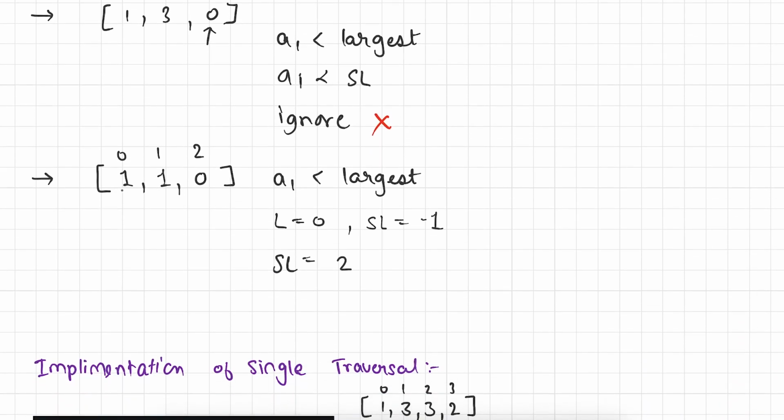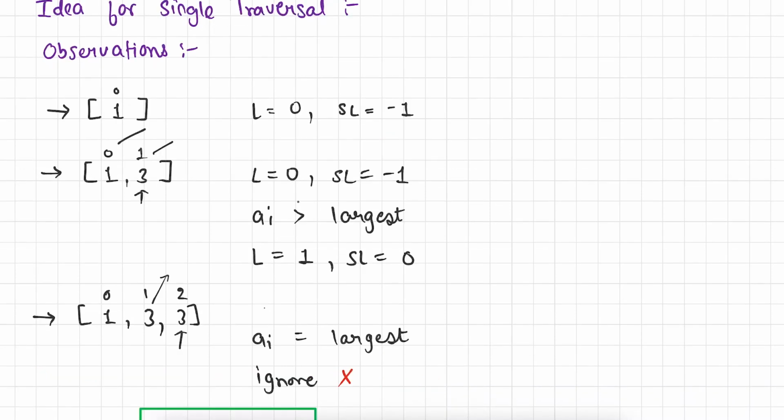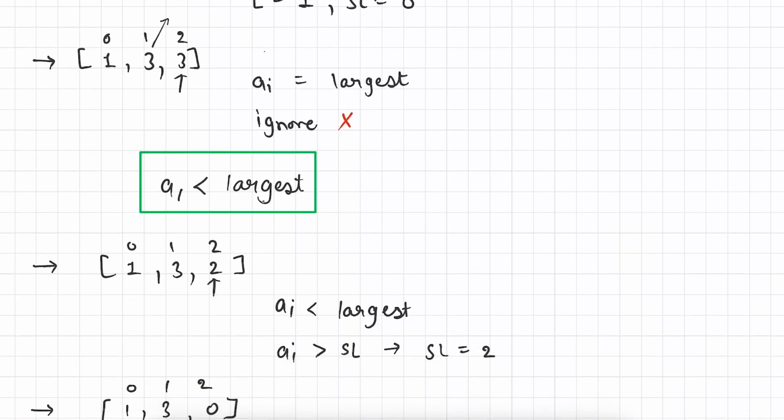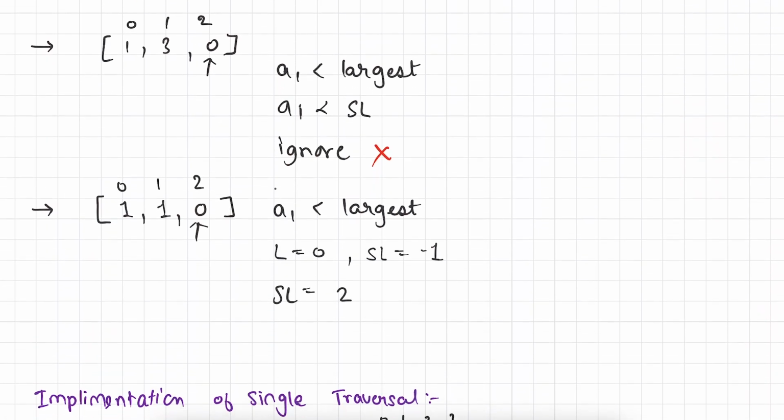What happens if you get an array like this, 1 1, and you get a new element? So far till here you do not know about the second largest element, but you get a new element that is smaller than the largest element, but you have not seen this element so far. It means your L is 0 and SL is -1. In this case, you simply have to set SL equal to 2, meaning you are seeing this element for the first time. So these are all the cases we have to handle when we see a new element, and by using these observations and ideas we can find the second largest element in one traversal only.